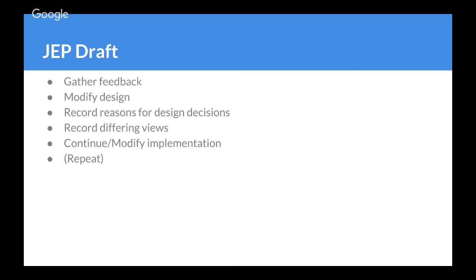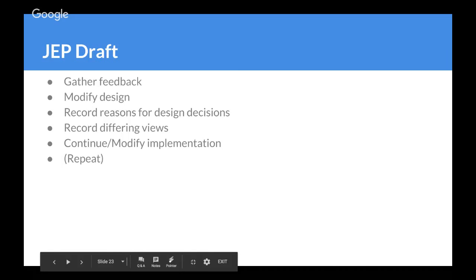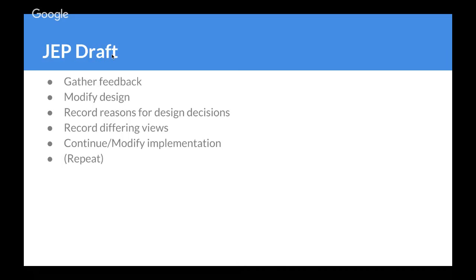At that point, the JEP goes into a cycle. The sponsor or contributors will gather feedback, modify their design based on that feedback, record the reasons for the design decisions, record the differing views. If there was controversy of any sort, they'll put that in the reasoning section, and they'll modify the implementation to match the design, and then repeat that. Just continue that cycle of design, modify, feedback, repeat, and so on and so forth.